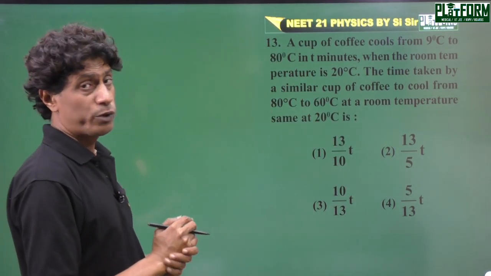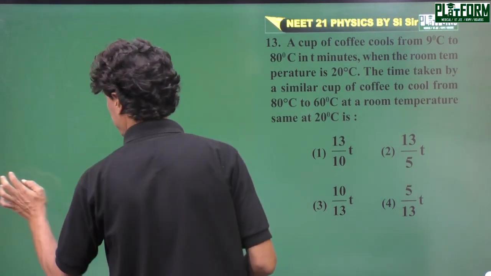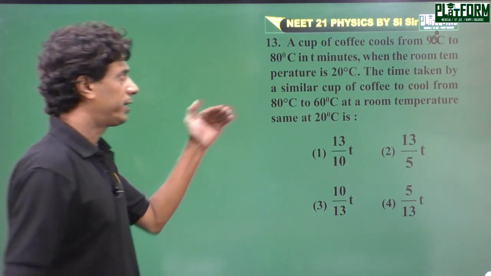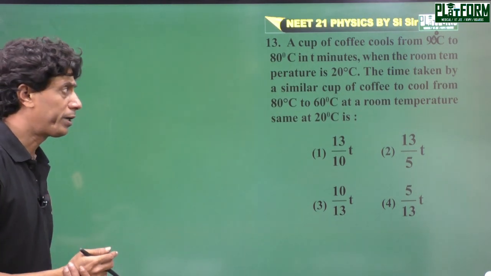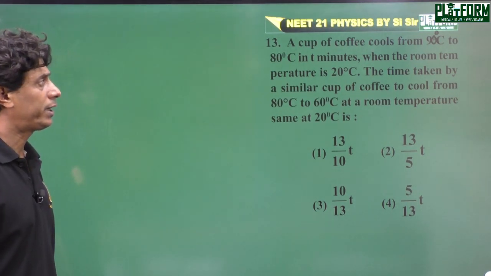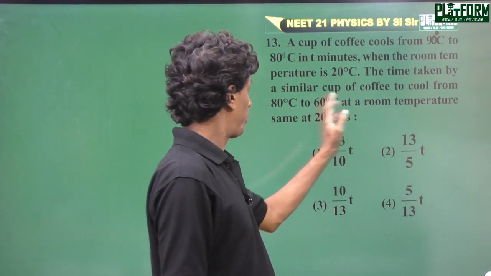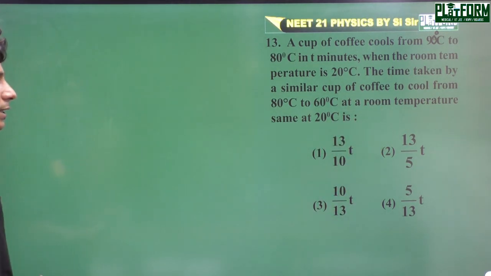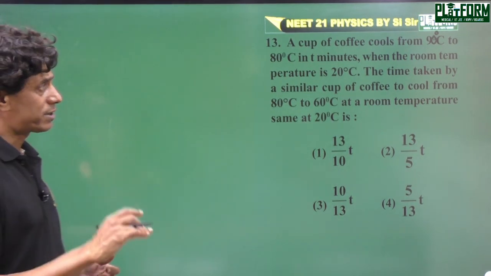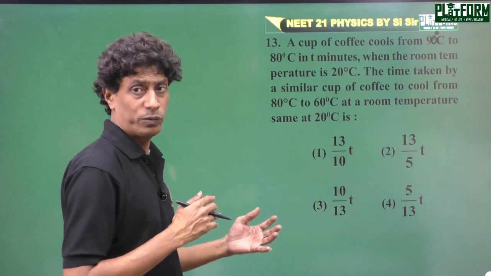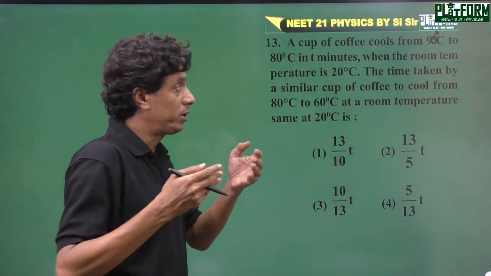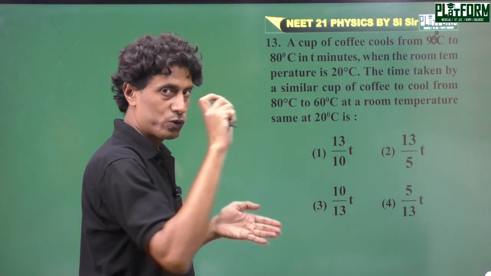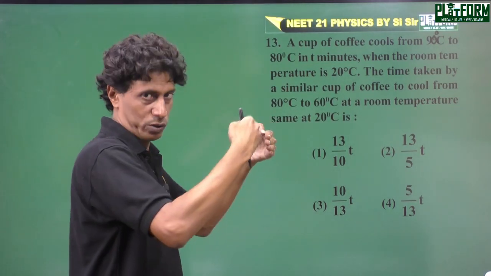A cup of coffee cools from 90 degrees centigrade to 80 degrees centigrade in T minutes when the room temperature is 20 degrees centigrade. The time taken by a similar cup of coffee to cool from 80 degrees centigrade to 60 degrees centigrade at the room temperature of 20 degrees centigrade. So the time taken from 90 to 80 is T, and as per Newton's cooling law, then the time taken from 80 to 70, let us say, will be more.